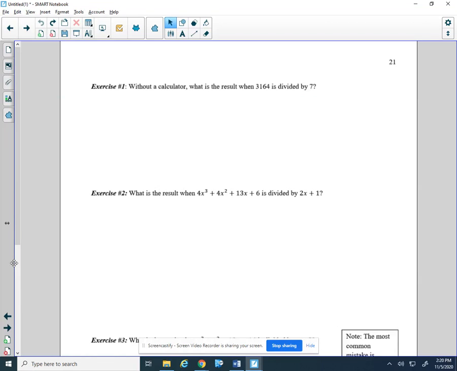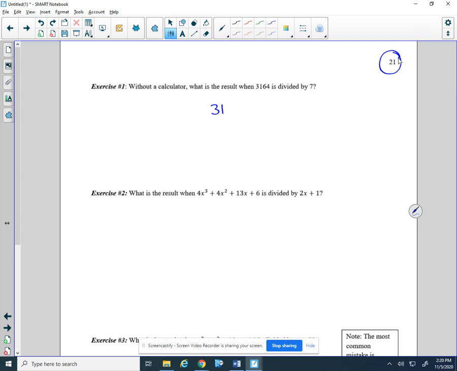So the packet is a little messed up for these pages. You guys actually have the title at the top. It should say Assignment 16, Polynomial Long Division. But no matter what, you're on page 21. So it says, without a calculator, what is the result when 3,164 is divided by 7?